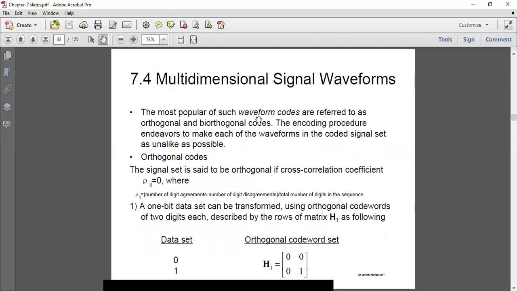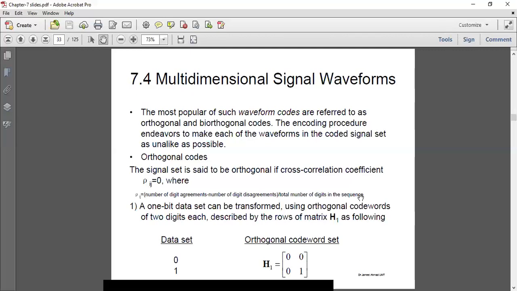The most popular of such waveform codes are referred to as orthogonal and bi-orthogonal codes. The encoding procedure endeavors to make each of the waveforms in the coded signal set as unlike as possible. For orthogonal codes, the signal set is said to be orthogonal if the cross correlation coefficient rho ij is equal to 0. Rho ij is the number of digit agreements minus the number of digit disagreements, divided by the total number of digits in the sequence.